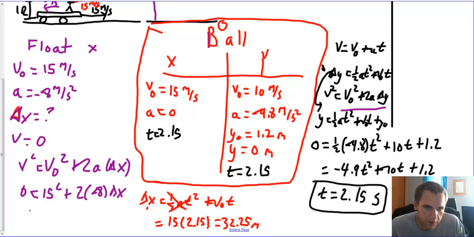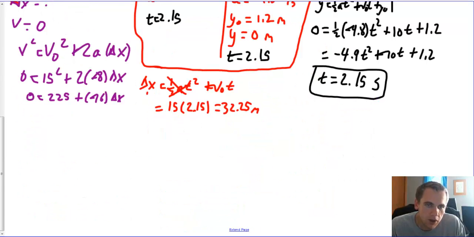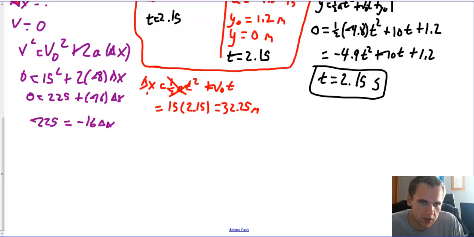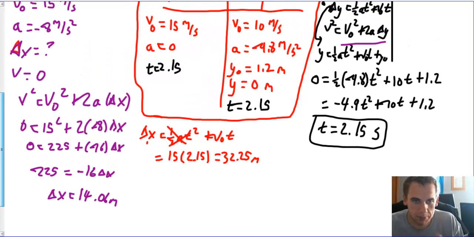And 15 squared is 225, so I have 0 equals 225 plus a negative 16 change in position. Okay? And if we go ahead and subtract over the 225, I get negative 225 equals negative 16 delta x. Divide both sides by negative 16, and we get 14.06. Change in x equals 14.06 meters. That means the float goes 14.06 meters before stopping.